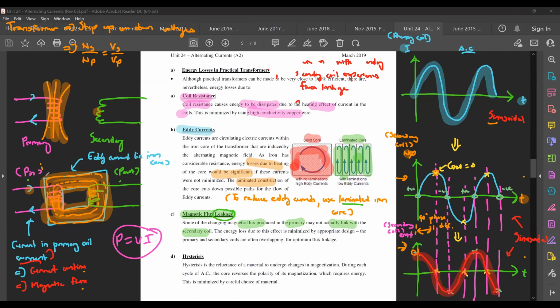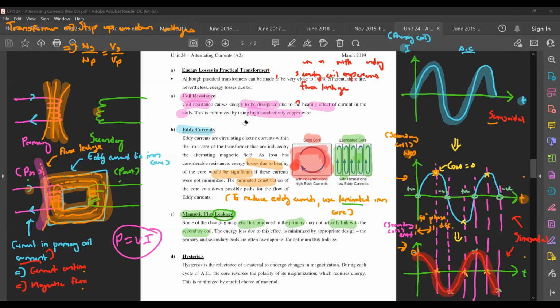It could be that maybe you have a stray magnetic flux like this. This one is what we call flux leakage. You see, this particular magnetic flux wasn't able to link with the secondary core. This is your magnetic flux leakage. So this one is also another cause of energy loss. Okay? Right? So that one is okay.